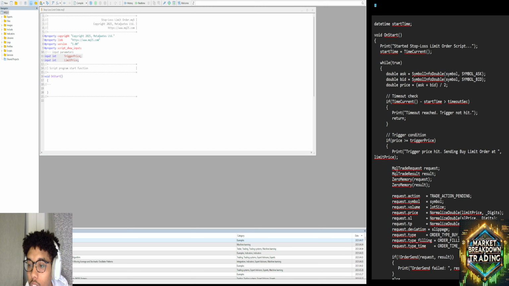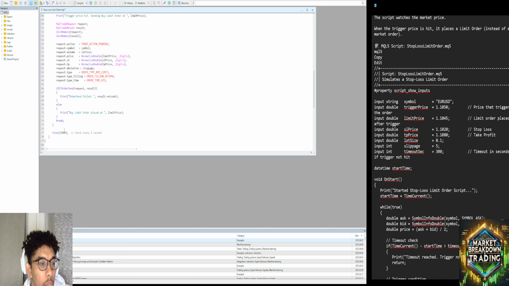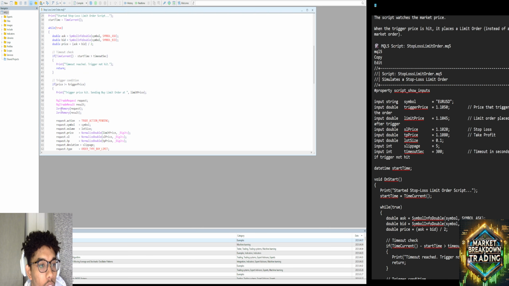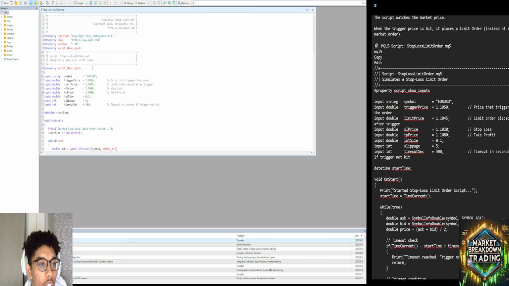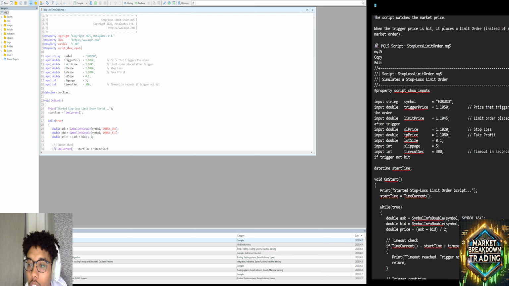Void OnStart, was that also copied? It was, so I don't need that. Do I need the property stuff? Yes, I do. So I'm just copying this code in. Get rid of that. And this is the code, so we can just run through this really quickly.